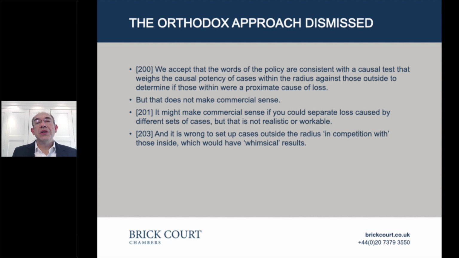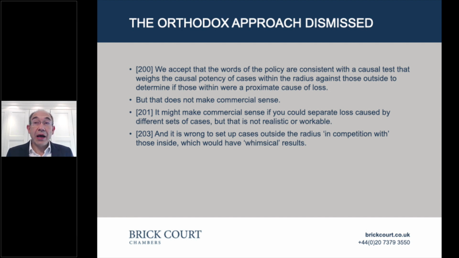And in those circumstances, it would never be realistic to think that you'd be able to divide the loss between loss that came from cases within the radius and those without. And so it just can't have been intended, and you would get all kinds of paradoxical, or whimsical, as they call it, results, if you tried to weigh up the cases inside and outside. So in that way, they say the orthodox approach is a possible approach on similar wording, but it's not the approach you would apply to this particular case, because of what we're all taken to know about the risks of infectious and notifiable diseases.